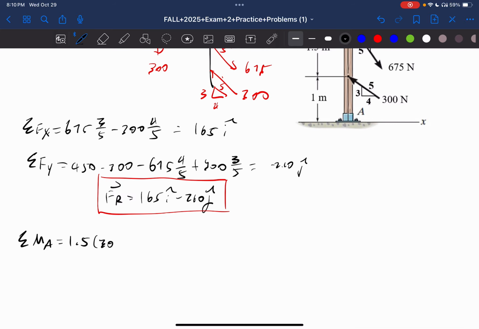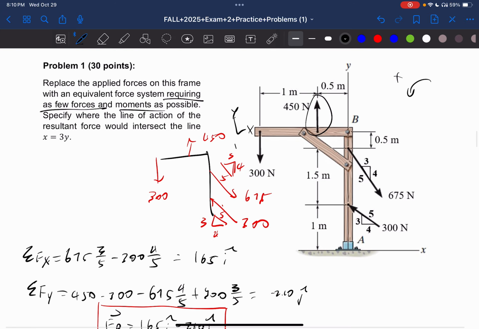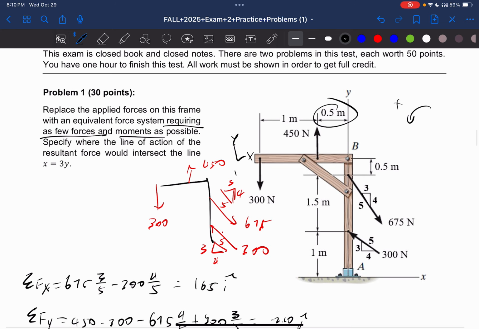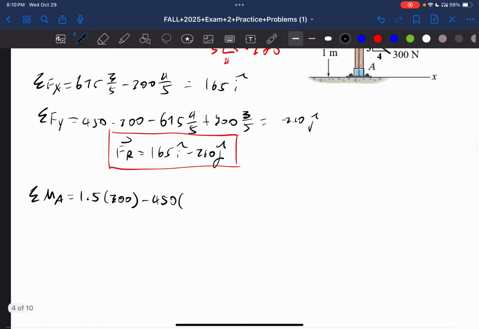1.5 times 300, and this is 450. In the opposite direction, it's going to be negative: negative 450 times the moment arm, which is 0.5. And then we'll have this in the x direction, which is going to be negative also. So minus 675 in the x direction, which is going to be 3/5. And this is going this way, which is in the positive direction, plus 300 in the x direction, which is going to be 4/5.